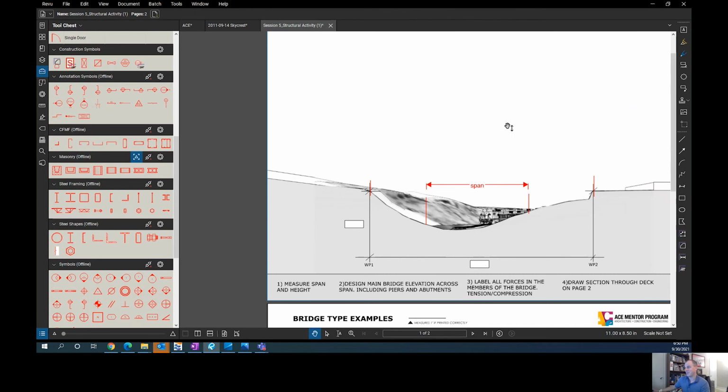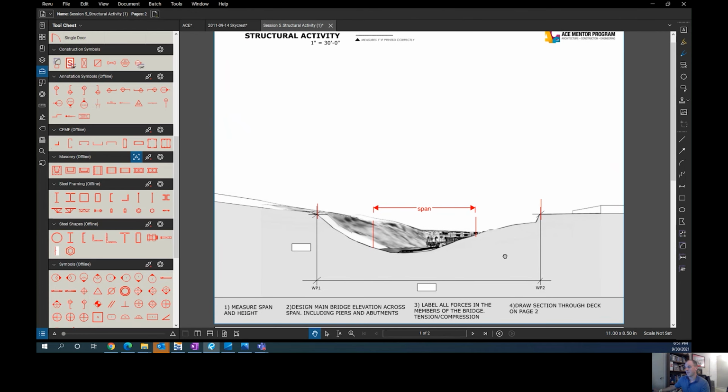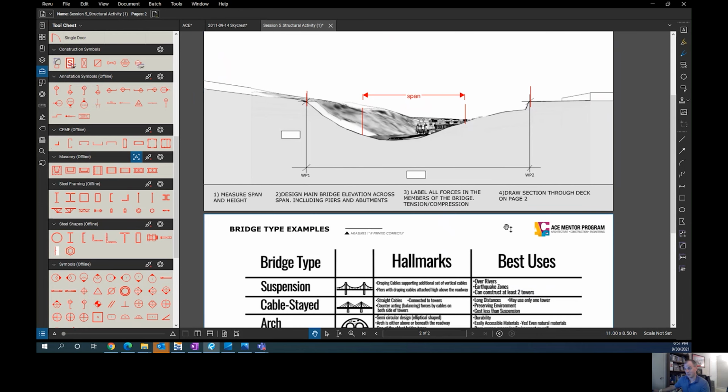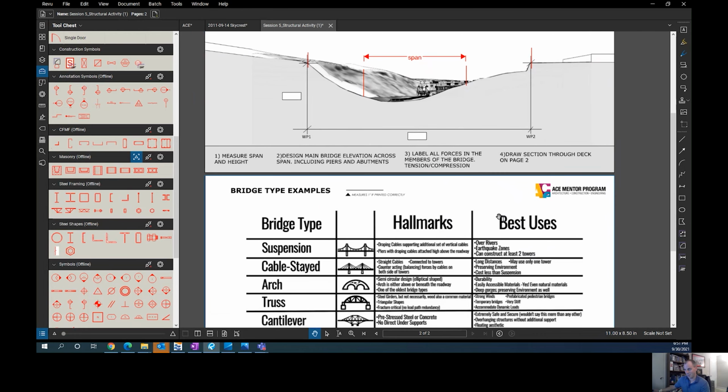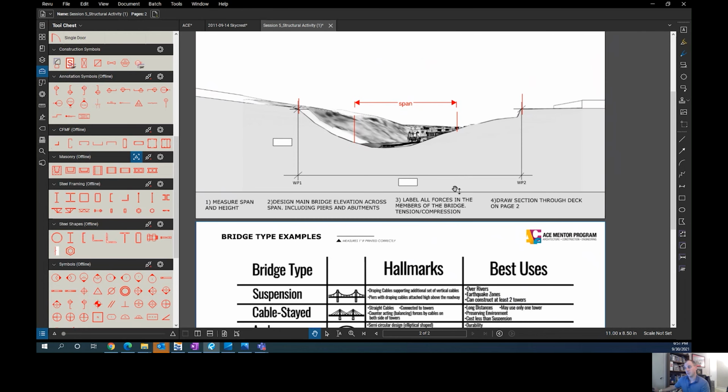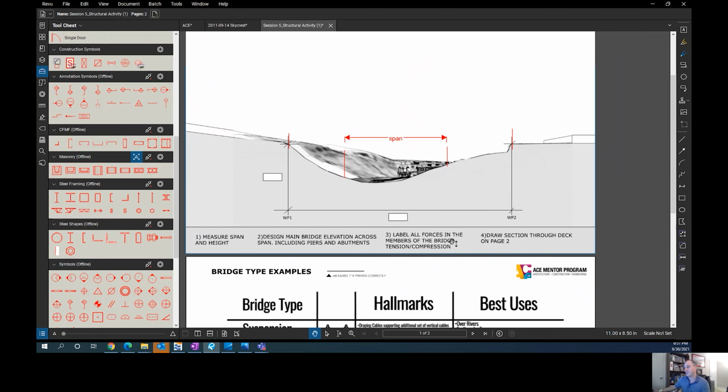So, back to your activity. First step, measure that span once you've determined where your piers are and where your abutments are. If you want no piers, you can do that too. You just need to pick a bridge that can handle that long span. Then you need to determine which bridge type you're going to use. You need to define which members are in tension and which members are in compression. And then lastly, you need to draw that section that we just looked at to the middle of your model.